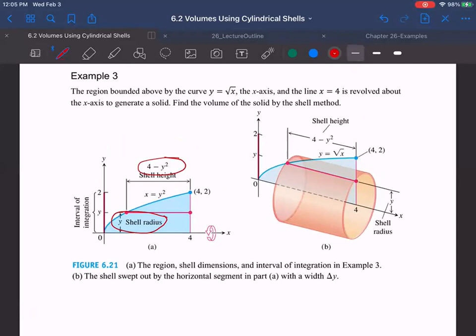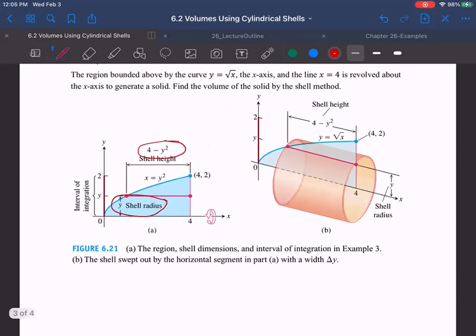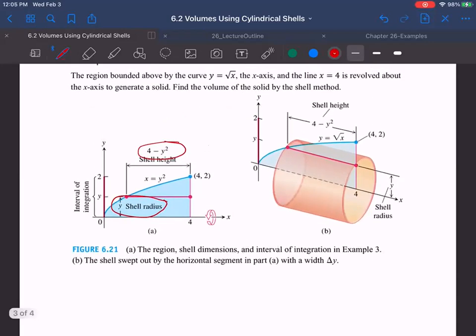How do we get that? You don't have any clue? Well, the first thing we need to do is make this all functions of y, right? And so we need to change y equals square root of x, which is our function, into x equals y squared.